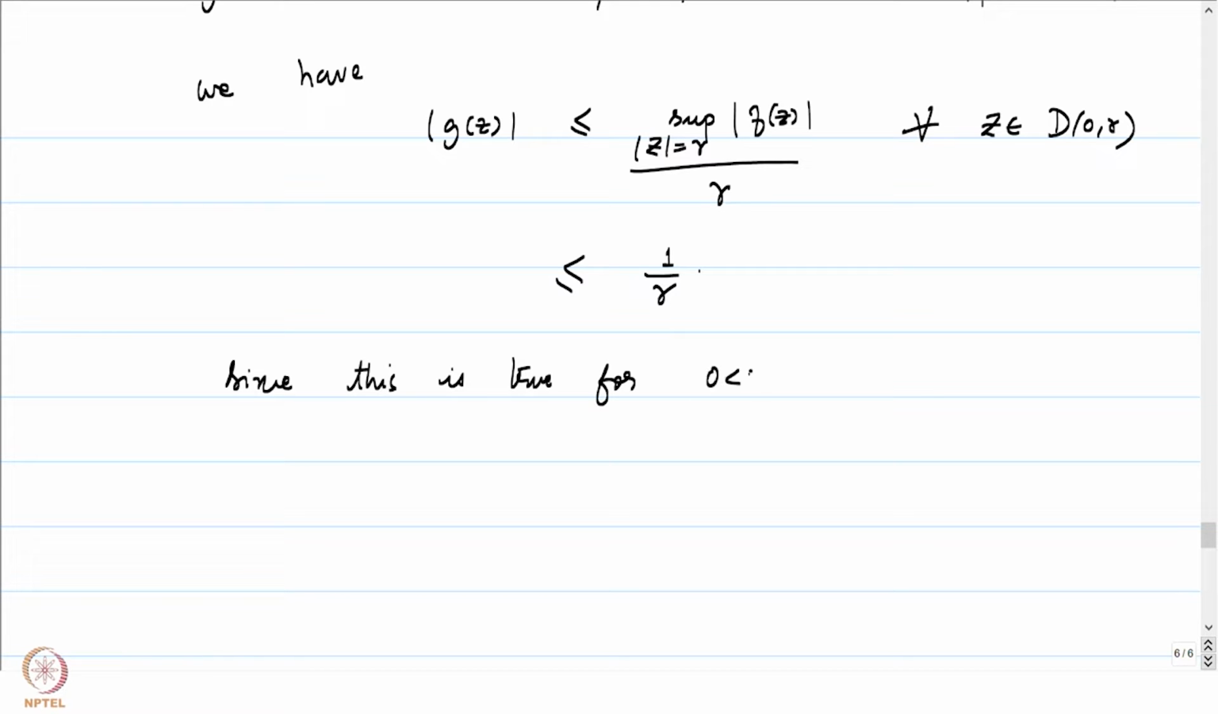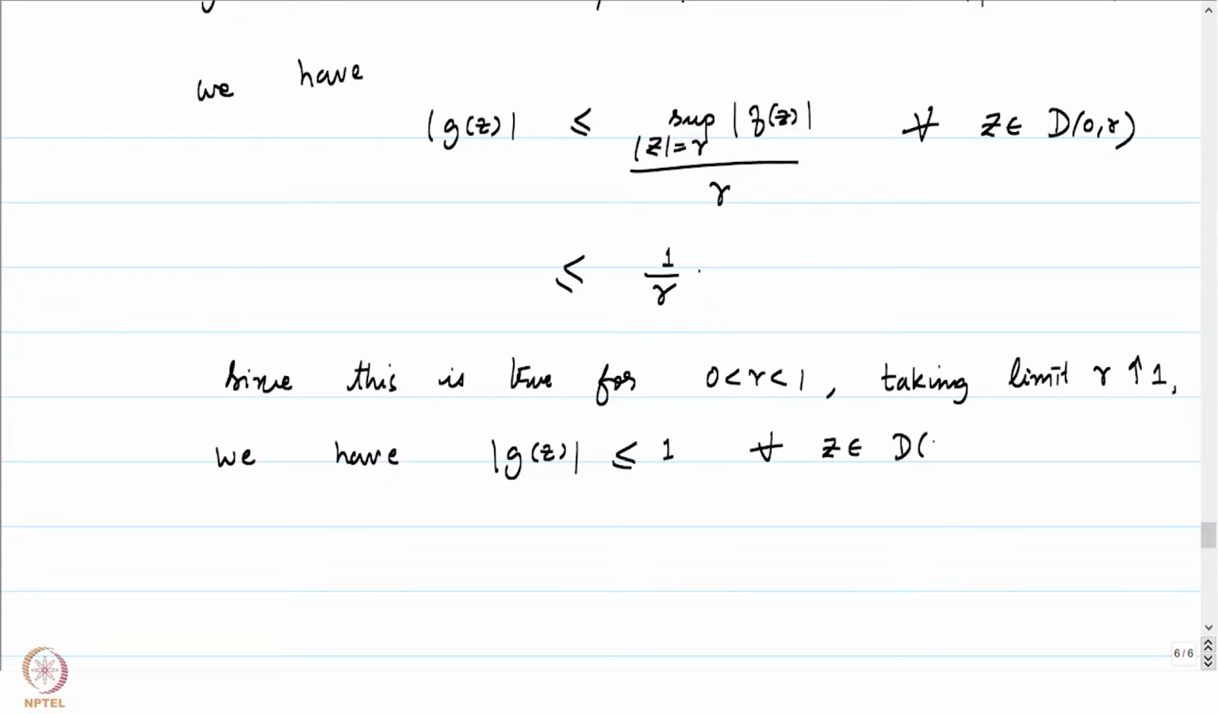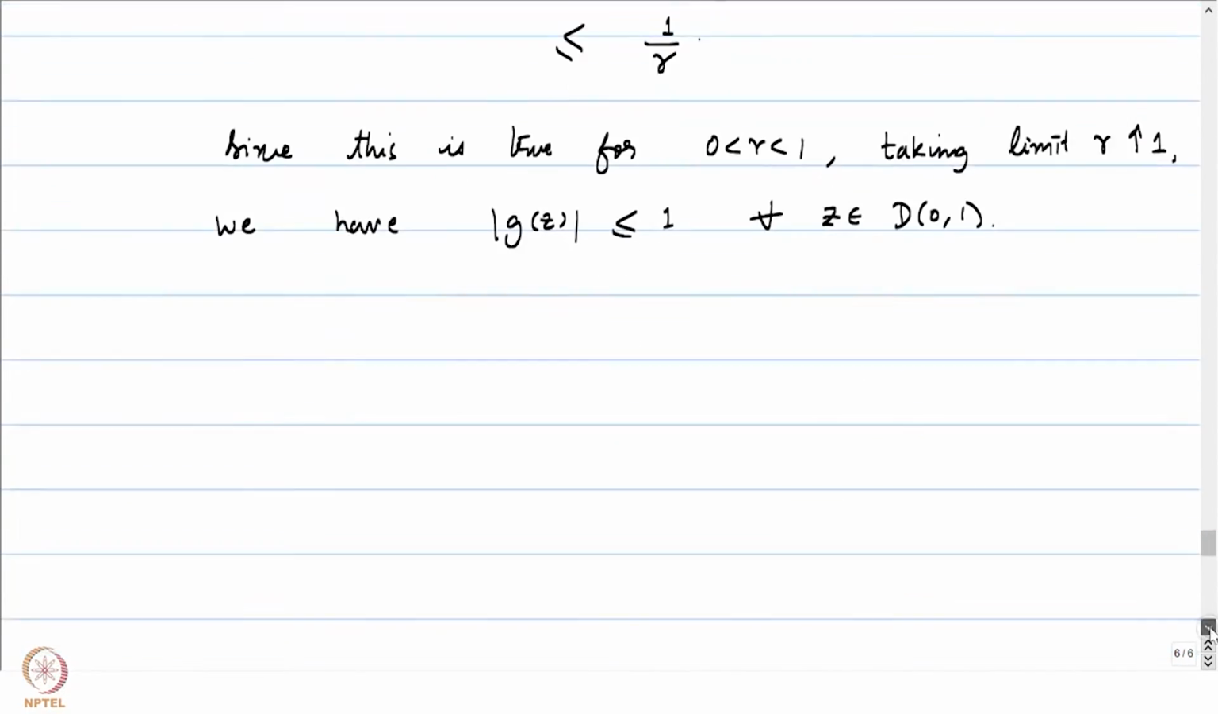For all r between 0 and 1, let's take the limit as r goes to 1 from values lesser than 1. So taking the limit as r goes to 1, we have the absolute value of g(z) is less than or equal to 1 for all z in D(0,1). In fact, this is true for all D(0,r), but when we take the limit, we can conclude that this is true for all z in D(0,1).